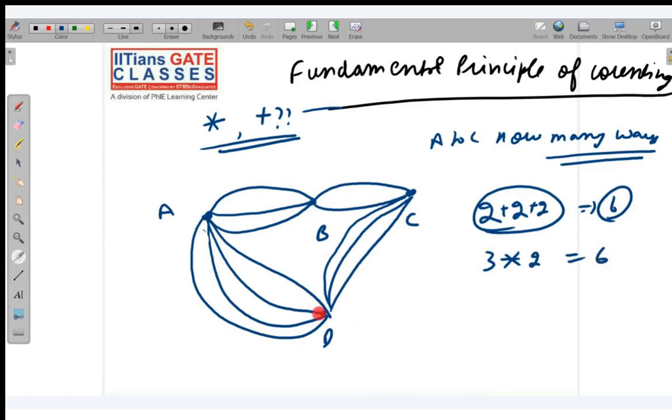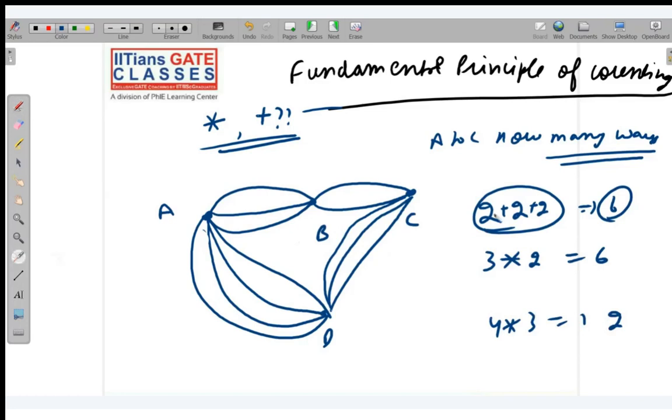Now let me show you here. From A to D, how many ways are there? 4 ways. From D to C, there are 3 ways. Now I think you have got it. I will pick one of the highways from A to D, and there are 3 ways to reach from D to C. Then for the next, again 3 ways. For the next, again 3 ways. For the next, again 3 ways. So 3, 3, 3, 4 times I will add, that is 12. So how can I write 12? 4 into 3, that is 12.